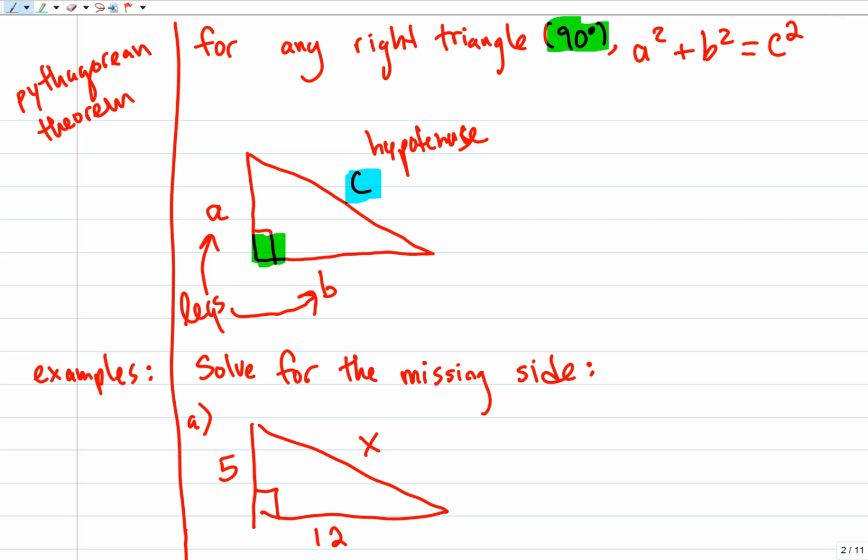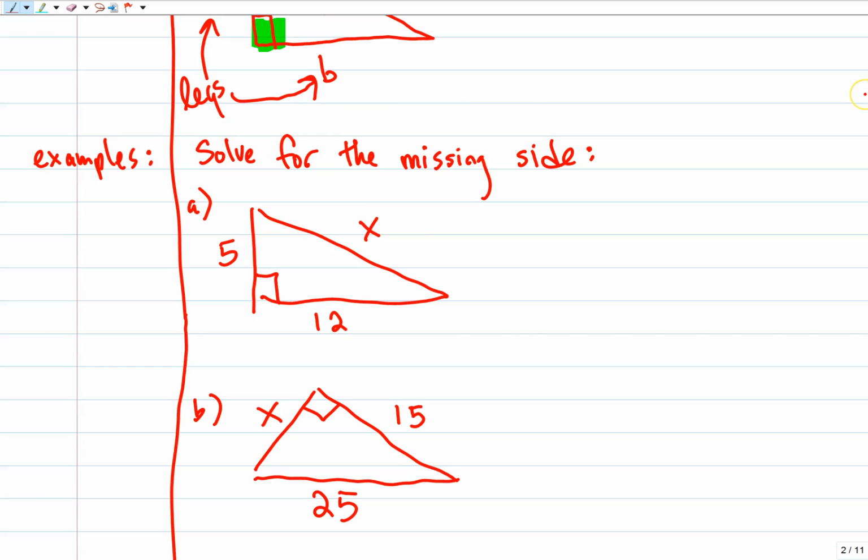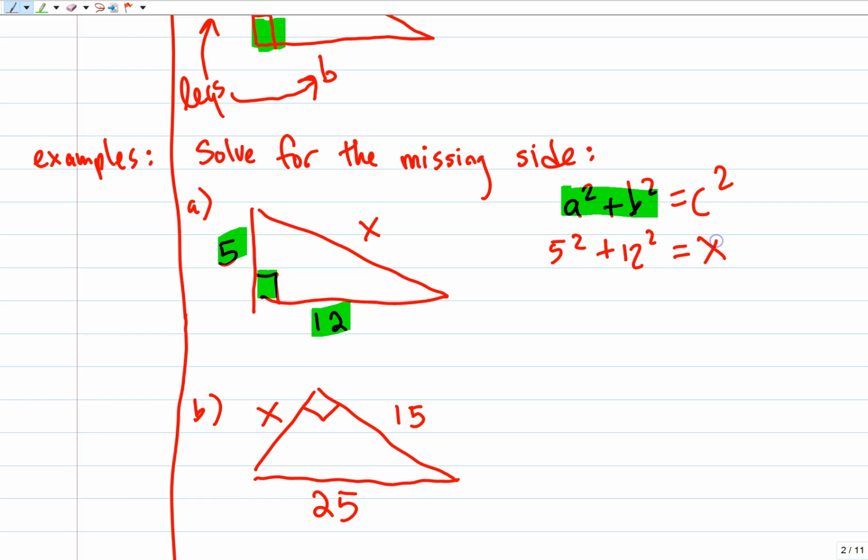So what does this do for us? Well, I can basically solve for a third side of a triangle that's missing. So 5, 12, and x. I can now solve this by saying, well, a squared plus b squared equals c squared. What are the legs this time? Well, adjacent to the 90. So 5 squared plus 12 squared equals x squared. C is the hypotenuse there. 5 squared, 5 times 5, plus 12 squared, 12 times 12.